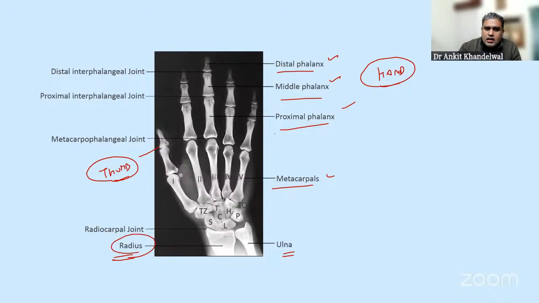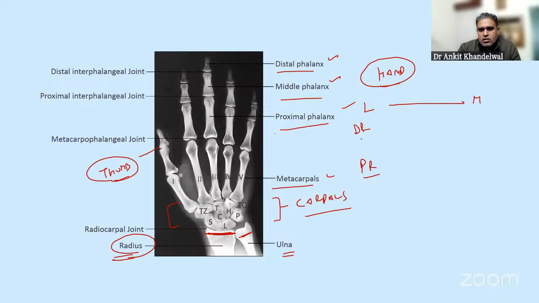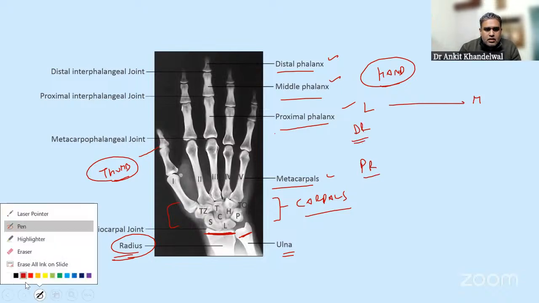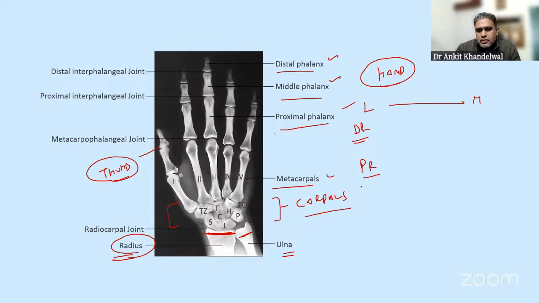Secondly, understand the radius lower margin is quite broad compared to the ulna. It is nearly twice as broad as the ulna. The main issue over here is not showing you the phalanx or the metacarpal. The main issue is telling you about the carpals over here. Carpals, do remember, we have a mnemonic. If you go from the lateral to the medial side, a proximal row PR and a distal row DR.